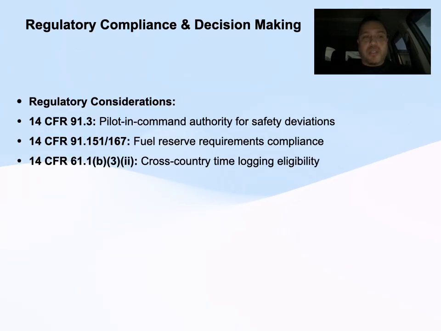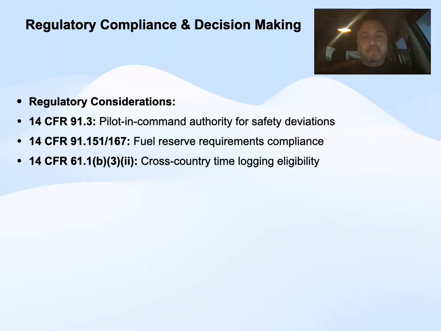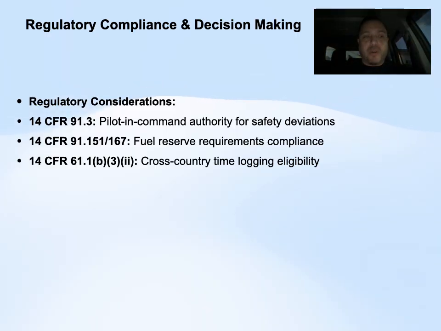Here are our regulatory considerations. 91.3, pilot in command, we went over that. 91.151 and 91.167, fuel reserve requirements for VFR flight. 91.3 might let you deviate from that if you need to hold over the runway, if you don't have enough fuel endurance to get to another airport. Let's see, 61.1, cross-country time logged. So we went over that as far as being 50 nautical miles from the point of origin if you were to divert.